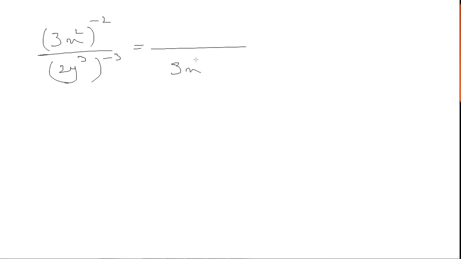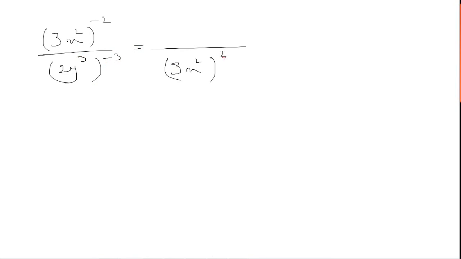3x squared to the power of -2 over 2y to the power of 3, raised to the power of -3. As you can see, I have a negative exponent here, and I have a negative exponent here. The first thing I can do is get rid of these negative exponents. So let's move this base, 3x squared, to the denominator and negate the power.